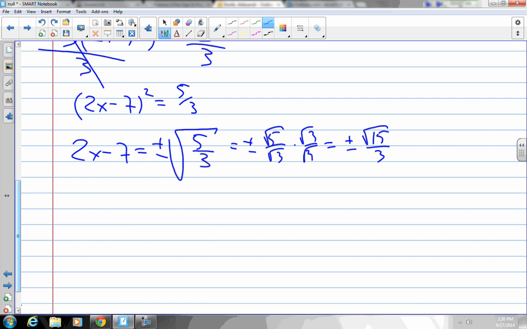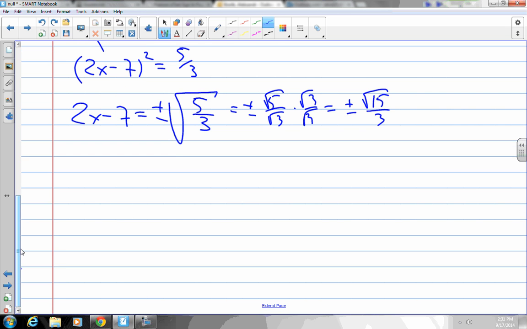And the second reason, it's easier to add fractions. If your fractions are all that ugly, then it's really hard to add fractions. You have to find common denominators when your denominators are irrational numbers. That's weird. So we want to make them pretty. That's why we rationalize the denominators. So the next step is to add 7 to both sides. So it becomes 2x equals 7 plus or minus the square root of 15 over 3, right?